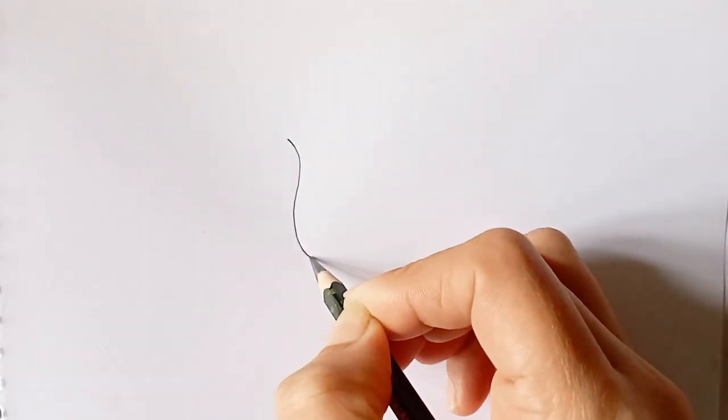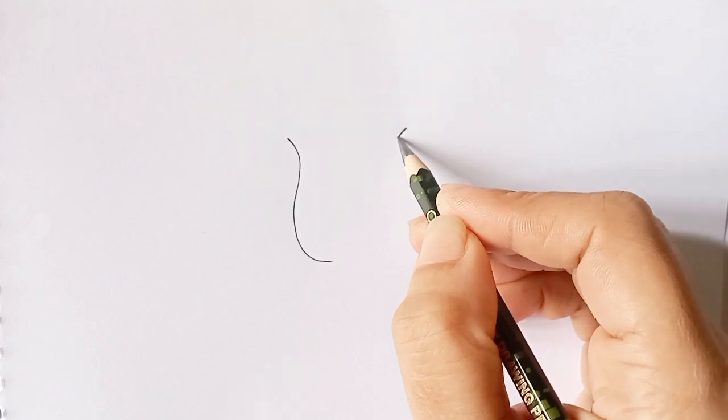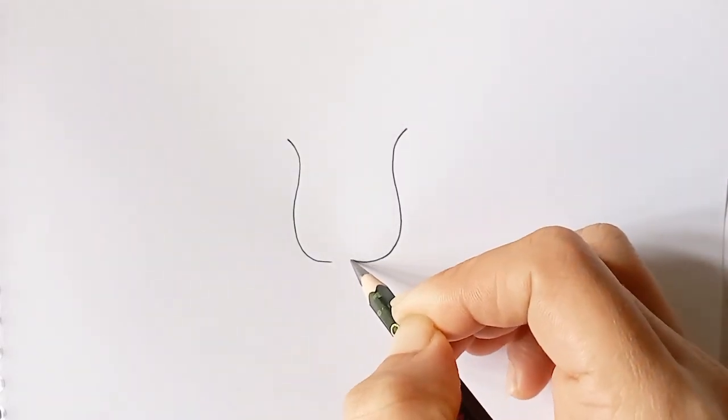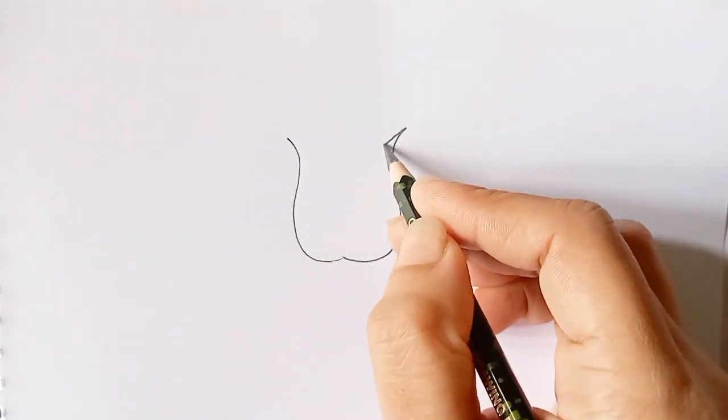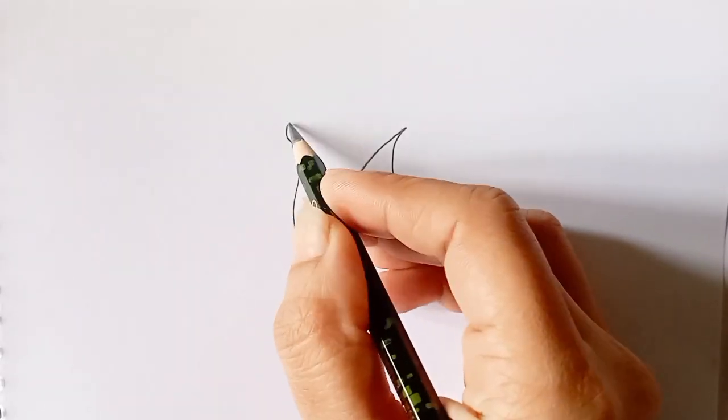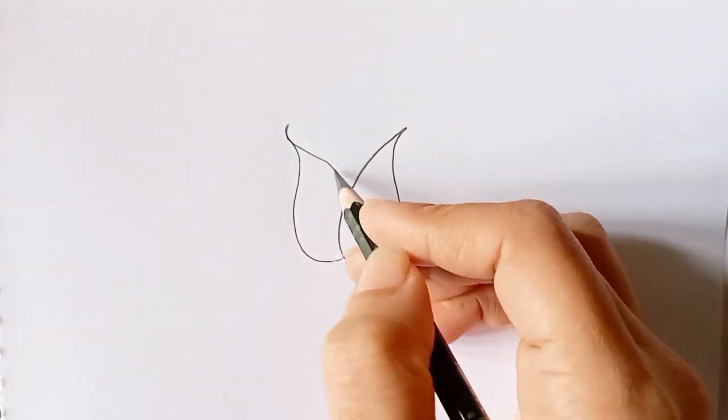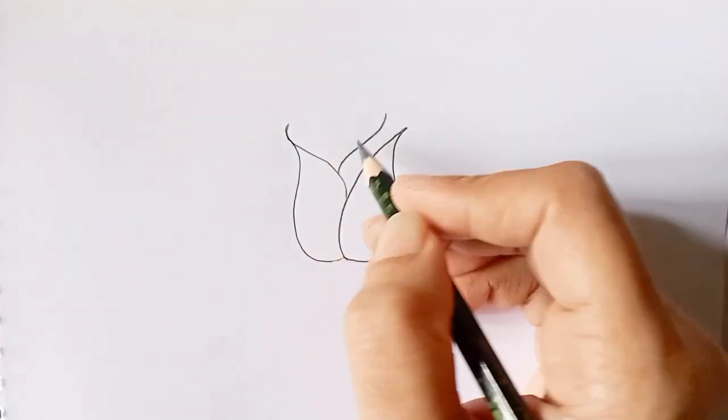Hello friends, let's draw a realistic rose. For that, first of all draw an opposite S. After that join it with the original S. Now draw a Y by joining the points. Again draw another Y like this.